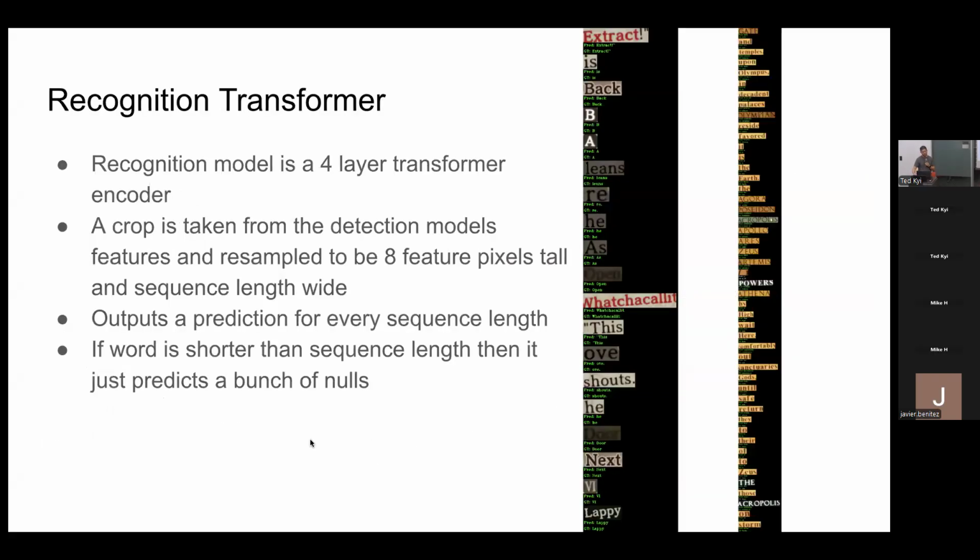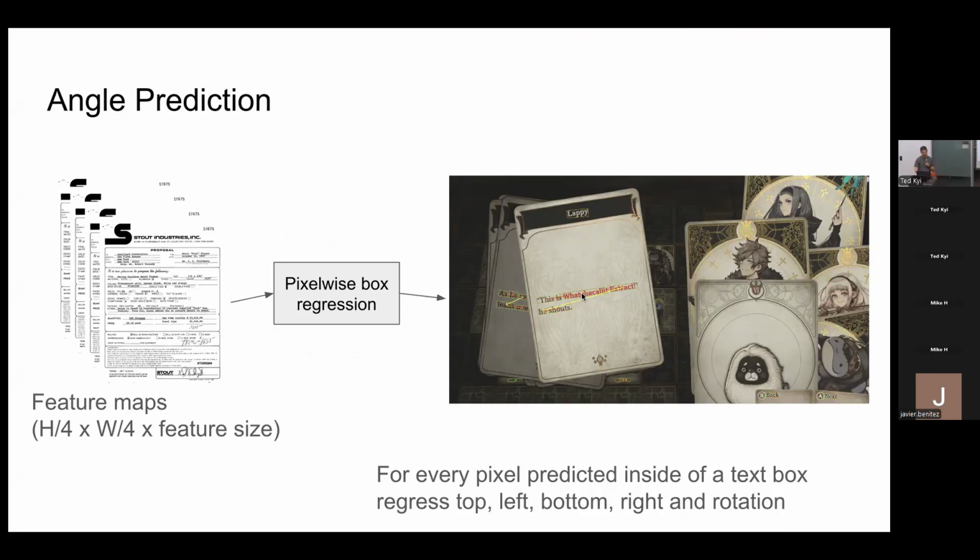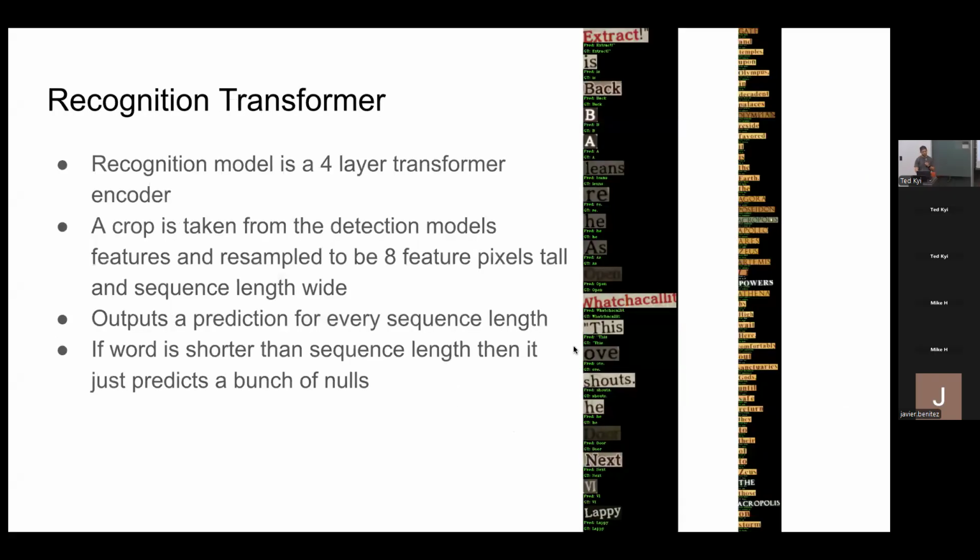So the next piece of our pipeline is the recognition transformer. What this is doing is kind of similar to the TrOCR. It's receiving the output from the detection model. The detection model created some features, and it also gave us a crop saying, here's the specific box for this word. And then what you do is you take that crop out of the detection features, you rotate it so that it's the correct angle, and you resample it so that it's the correct size as well.